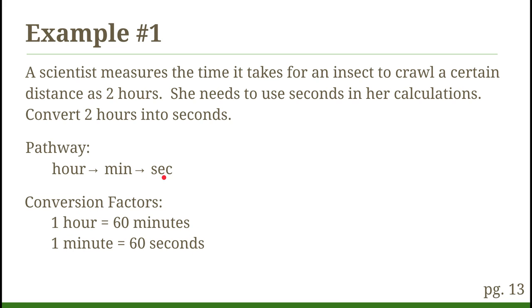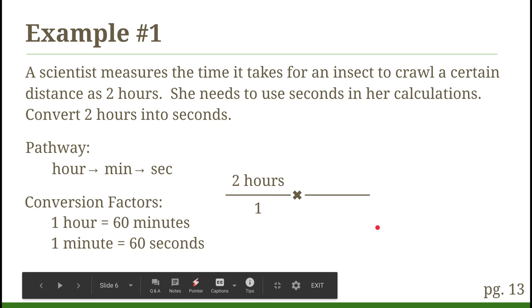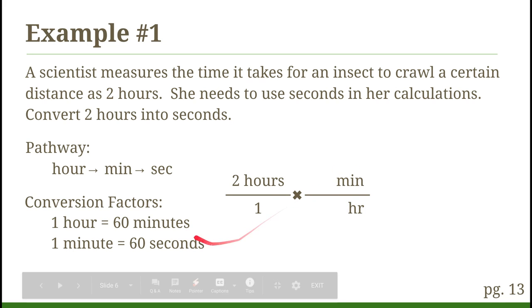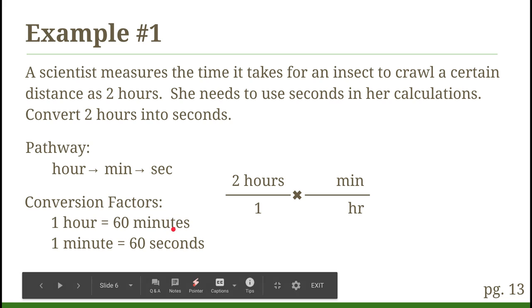Then we'll start our process like we did in the past by writing the number over 1. And then we'll set up that first conversion factor by copying this given unit, hours, down to the bottom of our first conversion factor. Then what goes on the top is not the final unit because we don't have a conversion that goes directly from hours to seconds. And so instead, we're going to put hours on the bottom like we had before, and then minutes on the top because that's the first unit that we're going to convert to.